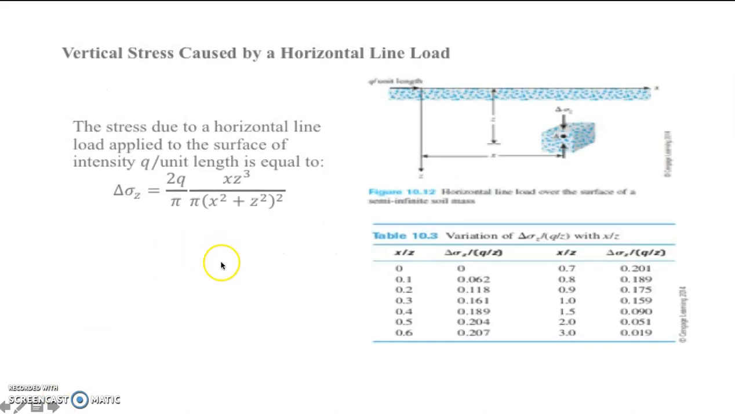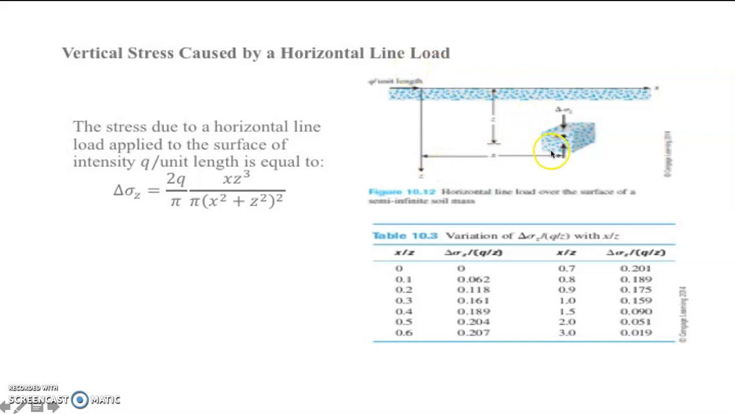So now we move on to the vertical stress caused by a horizontal line load. So for this one, this is an illustration now for a vertical stress caused by a horizontal line load. So we have here a horizontal line load, of course, that is directed along x direction. So what would be the stress at point A due to this horizontal line load?